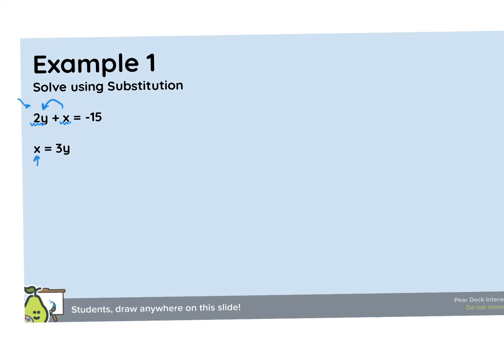So let me erase all this. That means we're going to circle what x equals, and we're going to draw an arrow to the other x, okay? Because we know what x is. We don't know what y is this time. So we're going to rewrite this equation, but instead of x, we're going to put a 3y in its place. So we have 2y plus, instead of x, 3y equals negative 15.